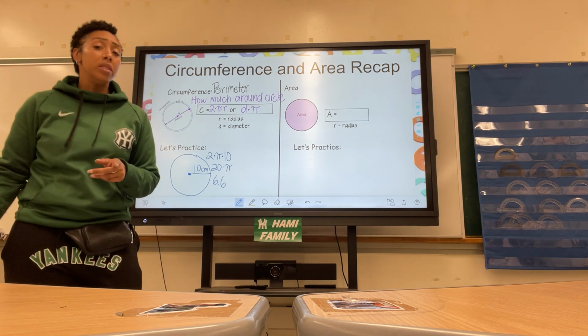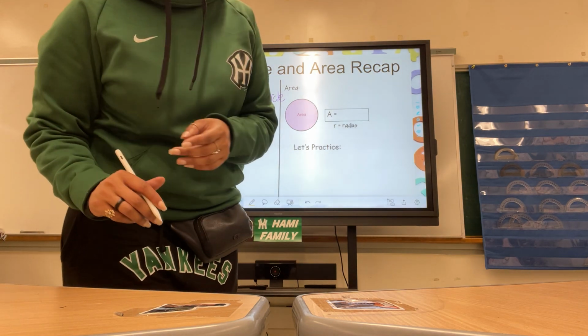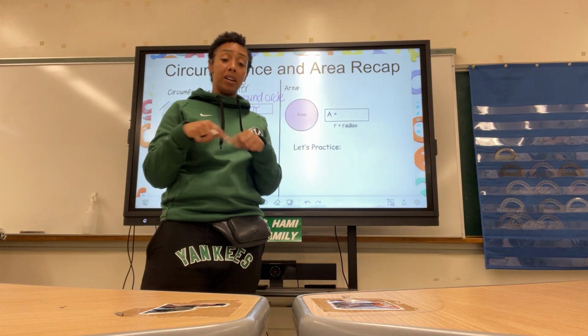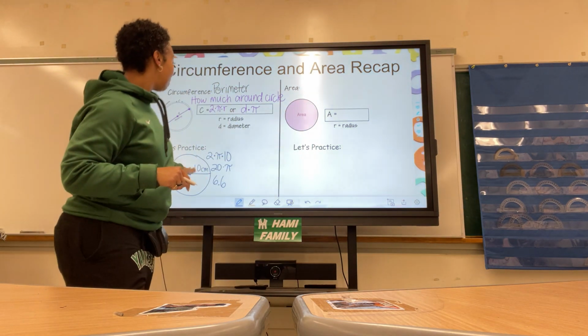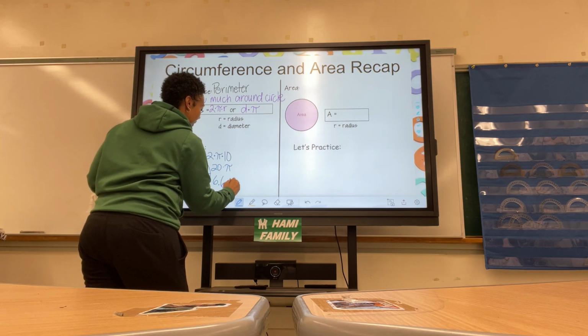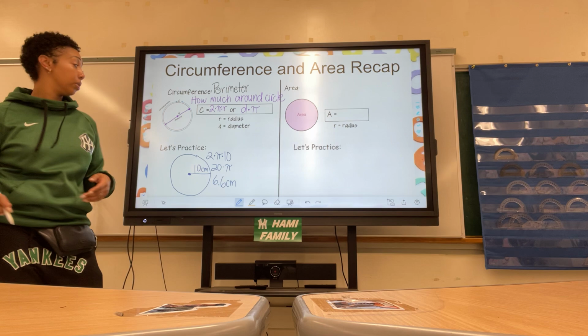Now, one thing I want you to remember with circumference, you always have to add the units because we're talking about a measurement of distance. If this is measured in centimeters, our answer is also going to be in centimeters. So you want to say 62.8 centimeters.